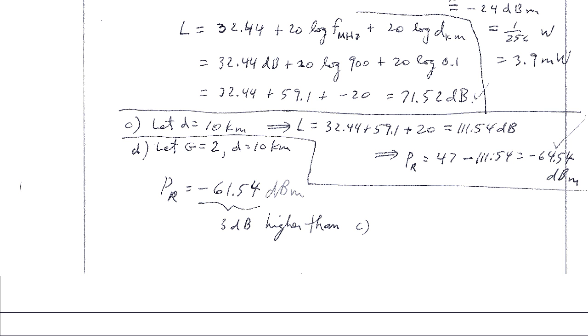Finally, for part D, it says, now let's let the gain be equal to 2 with the 10 kilometer distance. And if the gain is 2 as a ratio, notice there are no dB units on the 2. It just says G equals 2. That means it's 3 dB. And so a very simple calculation, you can do it in your head, says that the received power is going to be 3 dB higher than the case where we had unity gain, which was part C. So from minus 64.5, you raise it 3 dB and you get minus 61.5. And so that's how you do problem 10. Hope that helps.